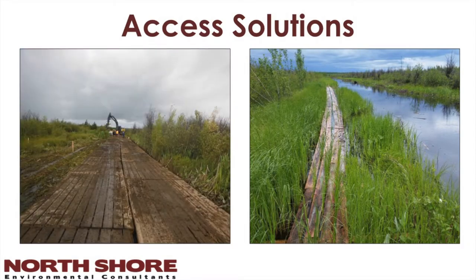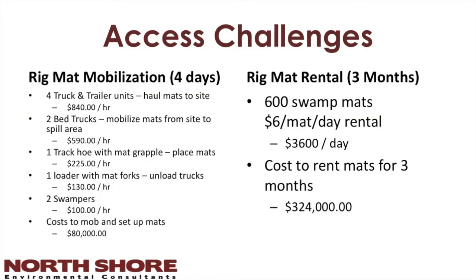So some of the solutions, when you're comparing the two of them, one of the other big things is when people see a helicopter long lining equipment into a site, automatically they see dollar signs and they think it's going to be overly too expensive. So to touch base on that a little bit, in order to mobilize the rig mats you've seen in those pictures, it took us about 4 days. This is using multiple pieces of equipment, including 4 truck and trailer units, 2 bed trucks, a track hoe with a mat grapple, swampers, other pieces of equipment, and ended up being about $80,000 to mobilize those mats to the site. That's just to get it there.